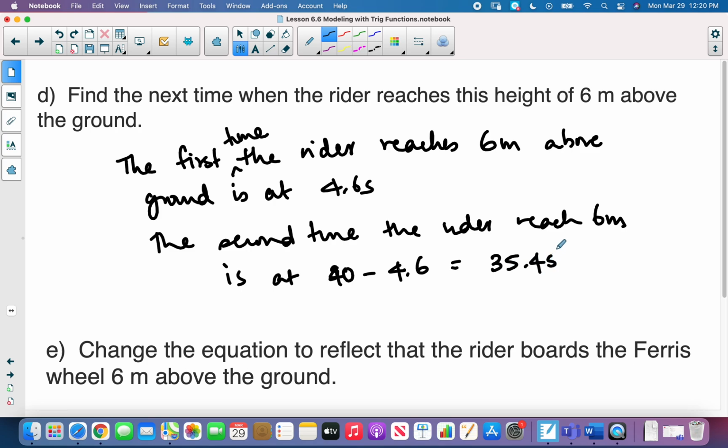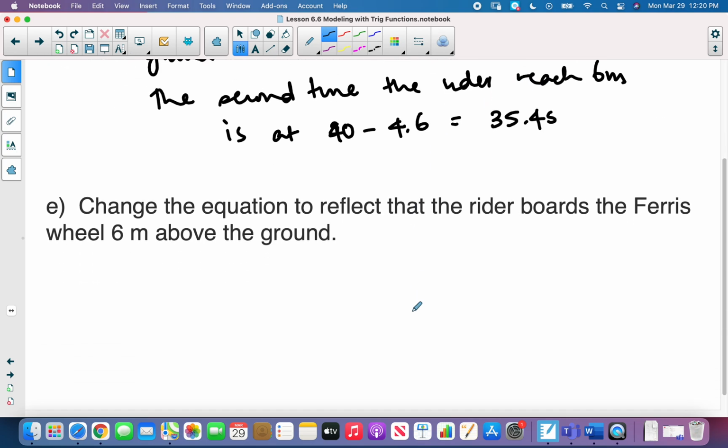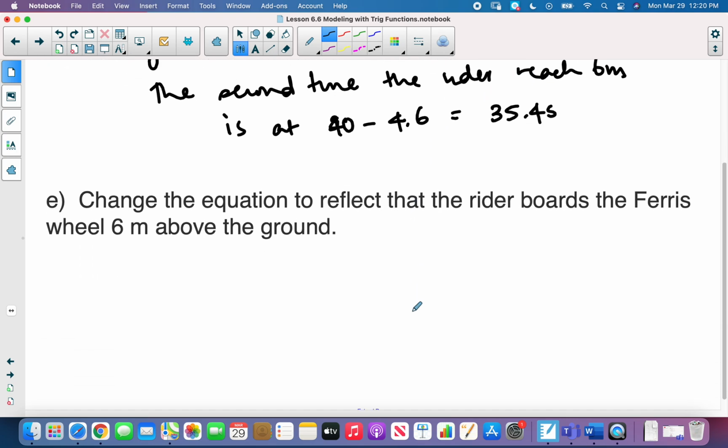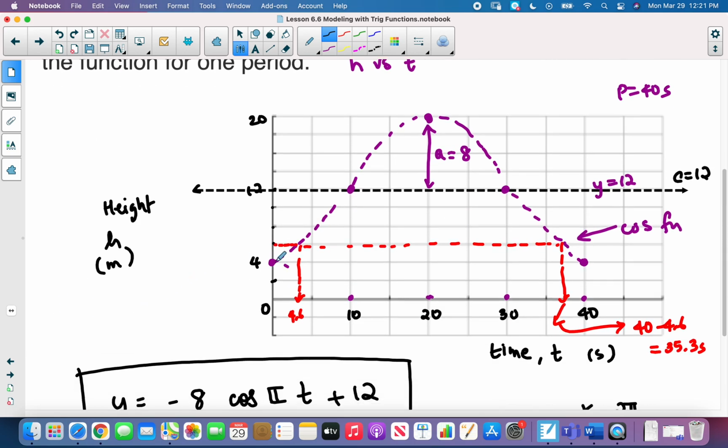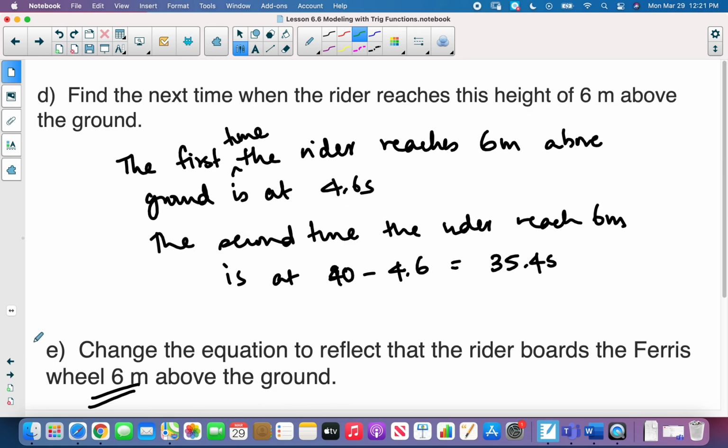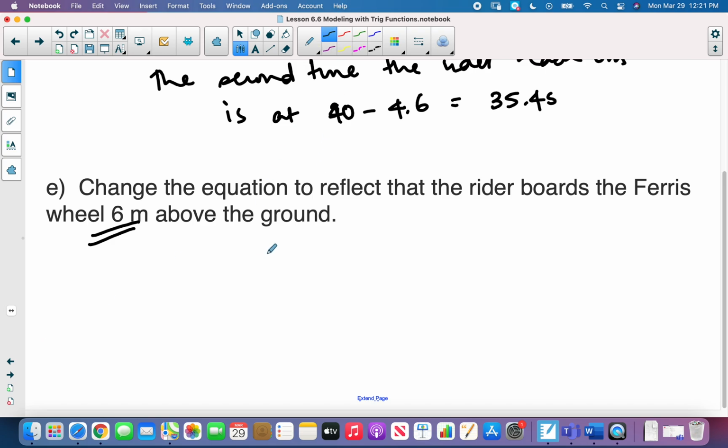Change the equation to reflect that the rider boards the Ferris wheel 6 meters above the ground. So if he is now not boarding at 4 meters, but he's changed to 6 meters, the entire graph will shift 2 units. So if you look at our graph here, instead of starting at 4, his starting point is going to be over here at 6. It's going to be right here. So this point is where the graph will shift. So we will have a d value of 6. Everything else will stay the same. So our d value is 6. And since it's shifting, that is going to be a starting point.